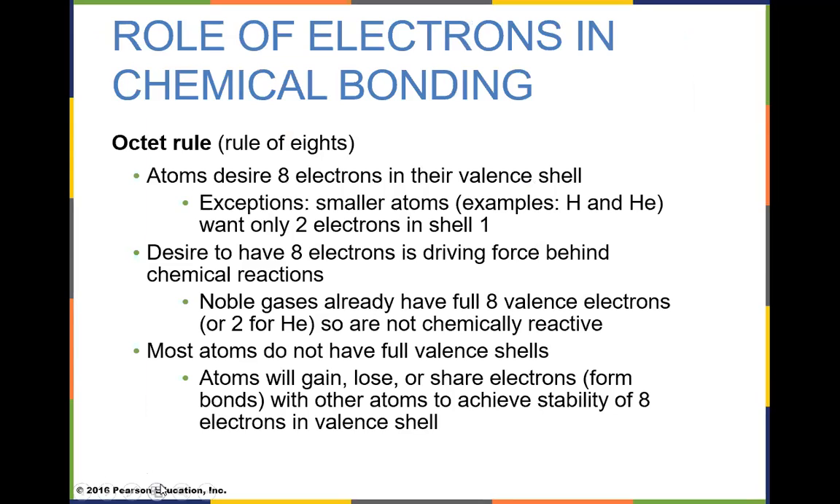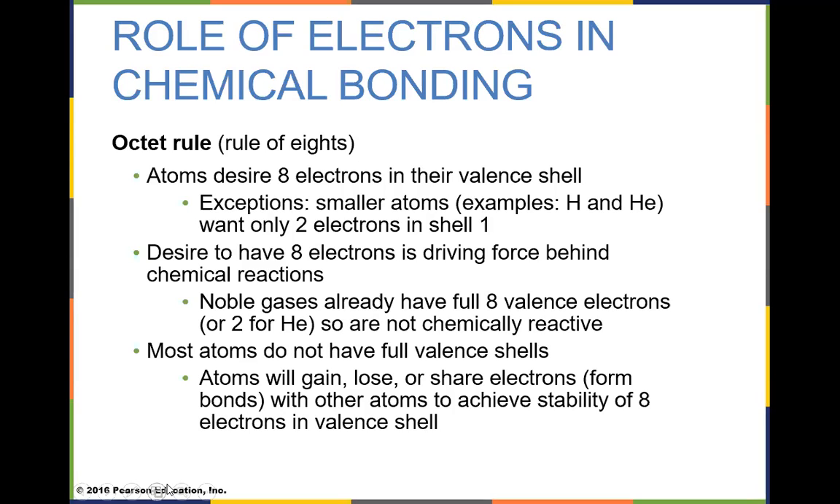Most atoms don't have a full valence shell. Most atoms have an uneven number. Oh, that's not necessarily true. Most atoms do not have a complete complement of electrons in the valence shell. If your atomic number is 7, that means you have 2 electrons in your first shell and 5 in your second shell. That happens to be nitrogen.